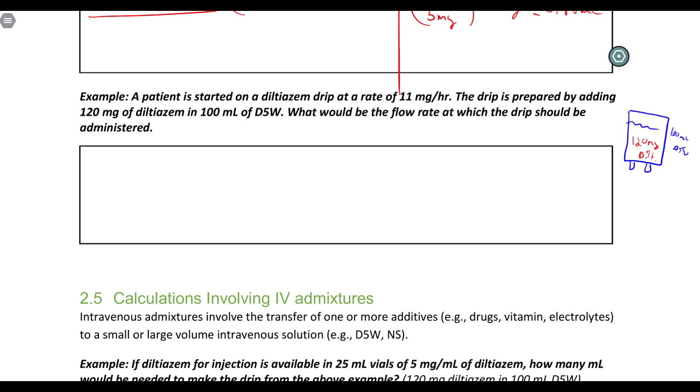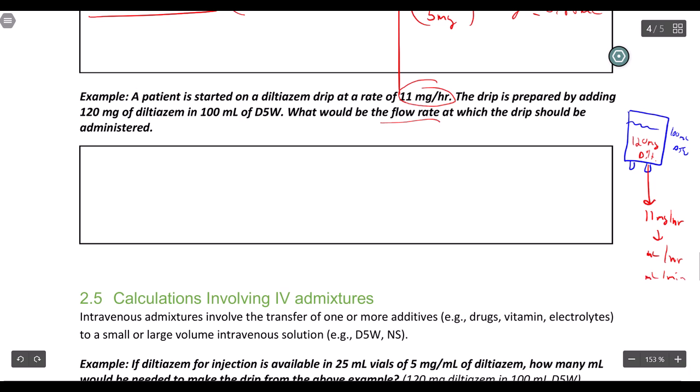The patient's order is going to be 11 milligrams per hour. So we have to get this infused into a patient at 11 milligrams per hour. Now, we can't just do 11 milligrams per hour. We know we have to put some amount here, right? It has to be an ml or drops here. So this says, what would be the flow rate? The flow rate is going to be mLs per, we can say hour, or we can even do it per minute, however the question is asking us to answer it. We don't have to convert if we just do the hours.